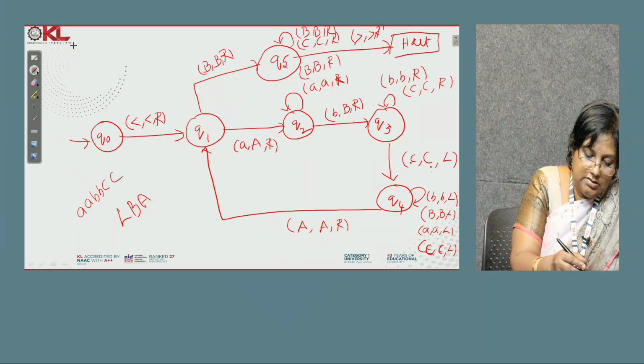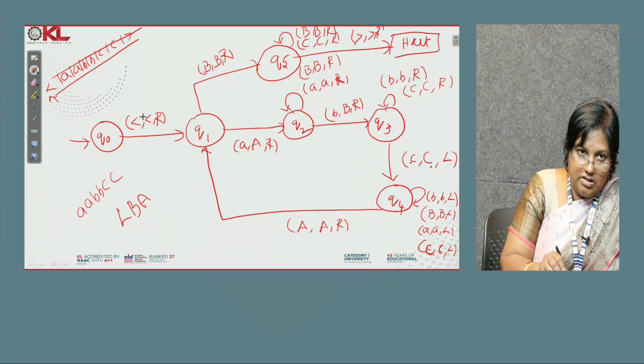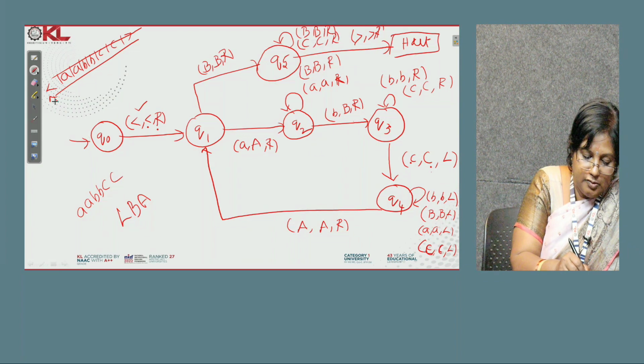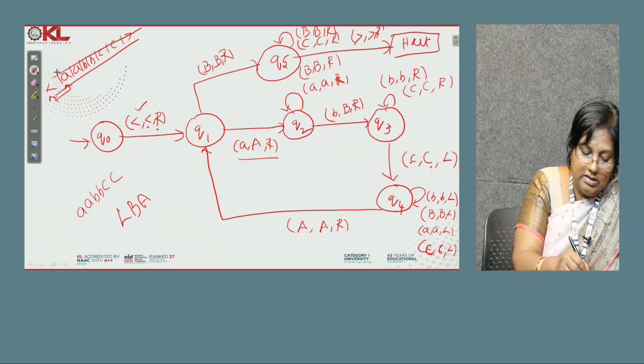See here, first I have my tape here: A, B, B, C, C, with left and right markers. My finite control is here first. Whenever you see the first finite control, you keep the left hand marker as it is and move right. Now you are in Q1. Whenever I see the first A, it is converted into capital A and moves right.